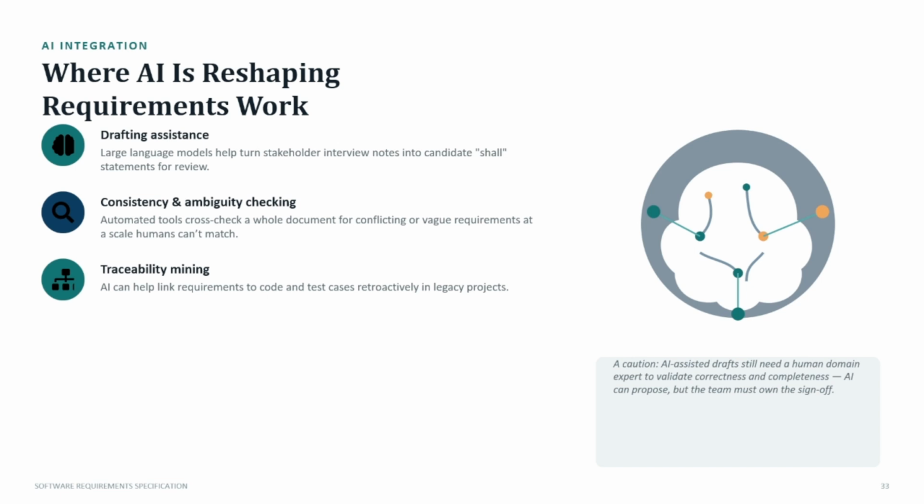Then traceability mining. AI can help link requirements to code and test cases retroactively in legacy projects. Legacy projects means old projects, that are like 20 years, 30 years, or 10 years old.